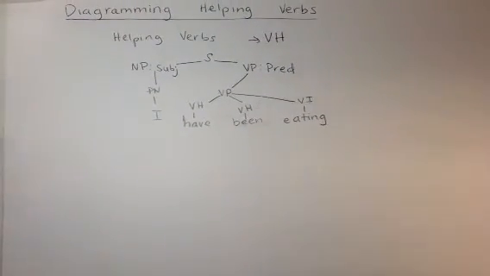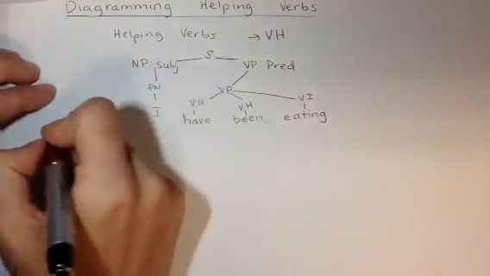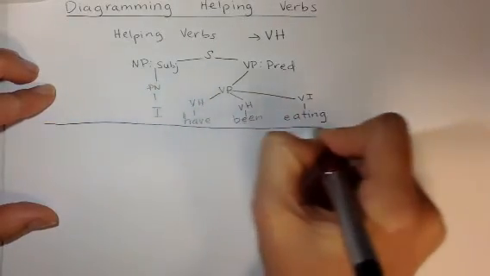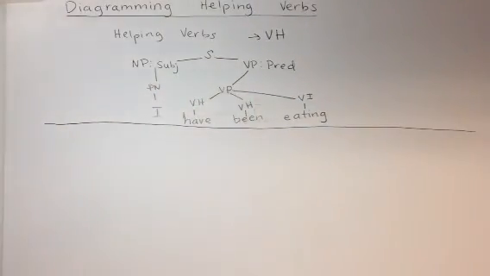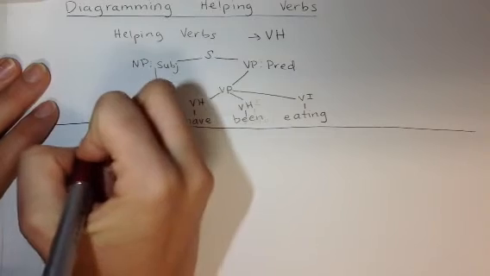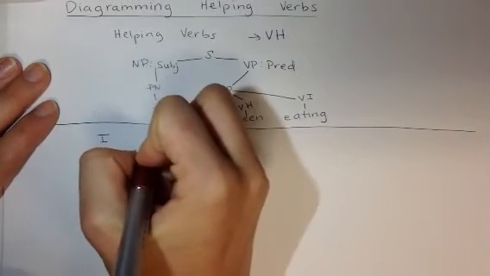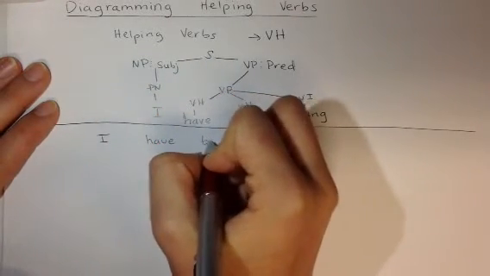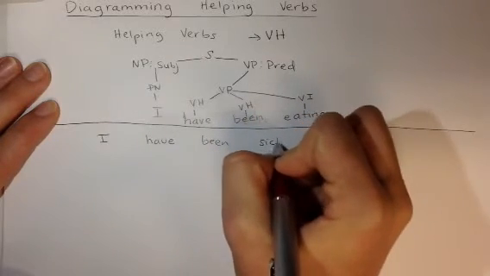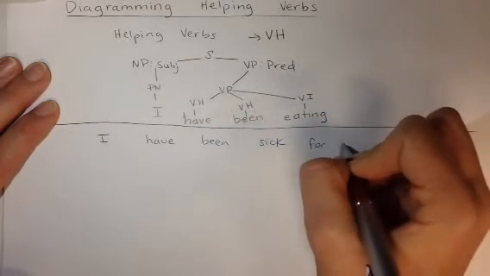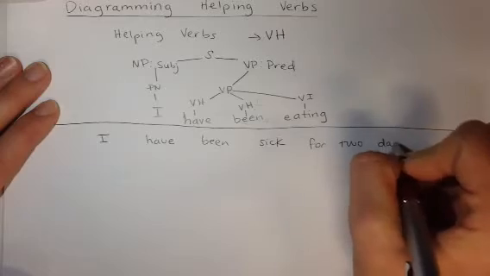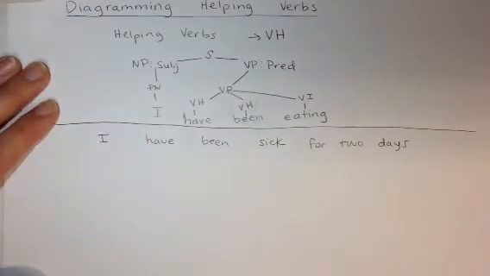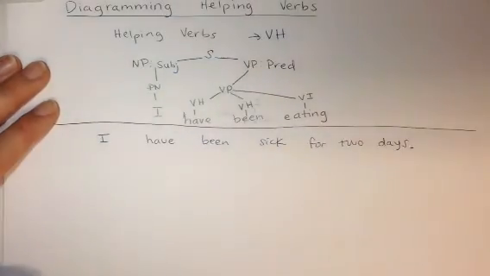So let's come here and let's draw a line. That's what we're going to do every time. And let's make a list, okay? I have been sick for 2 days. I have been sick for 2 days. All right, so let's go through some process. You guys need to practice.